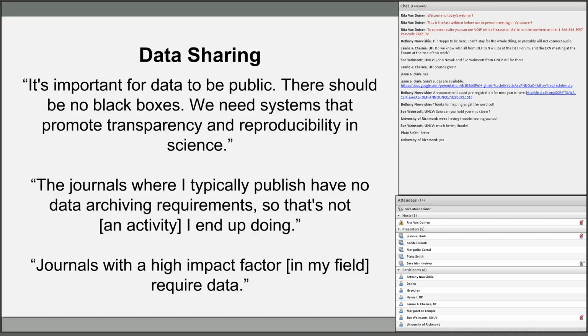Another researcher said, the journals where I typically publish have no data archiving requirements, so that's not an activity I end up doing. And then a third researcher said that journals with a high impact factor in his field do require data. So there's obviously a wide variety of attitudes toward data sharing, and it really is based on your discipline, what the norms are in that discipline, what your activities are.